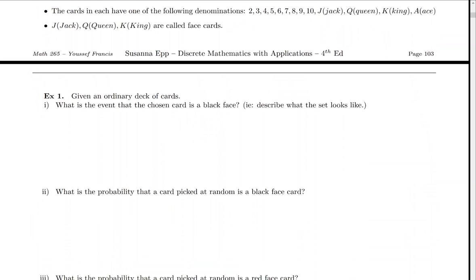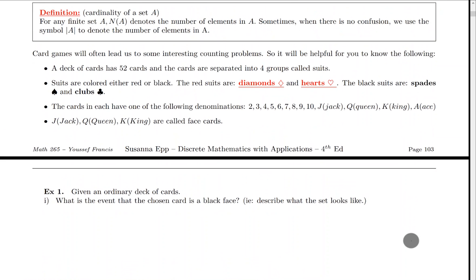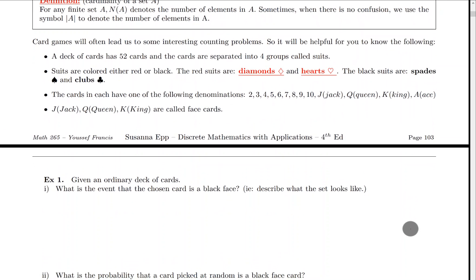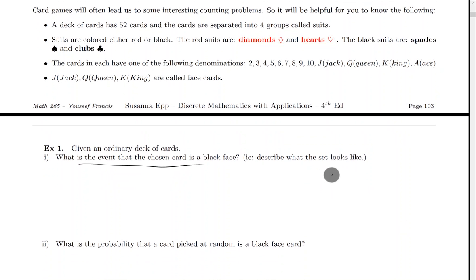We're going to discuss some probability and statistics and counting. Here's the first example. Given an ordinary deck of cards, the same one that we just described with the 52 cards and everything, what's the event that a chosen card has a black face? We first want to describe what the event looks like, then find the probability that this event happens. So what does the event look like? The event is: chosen card has a black face.